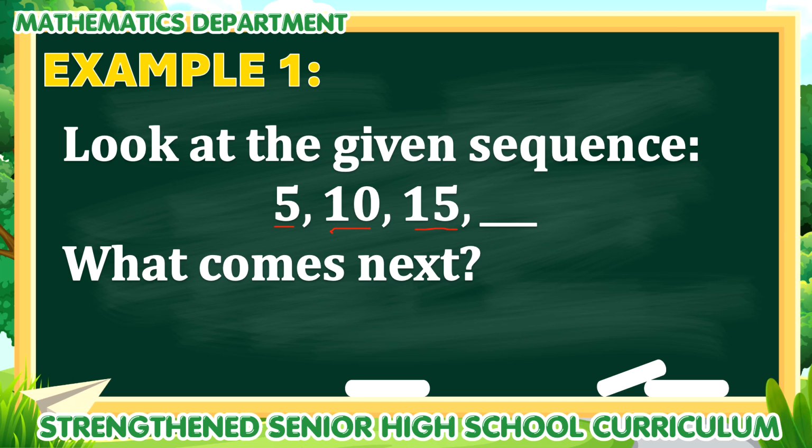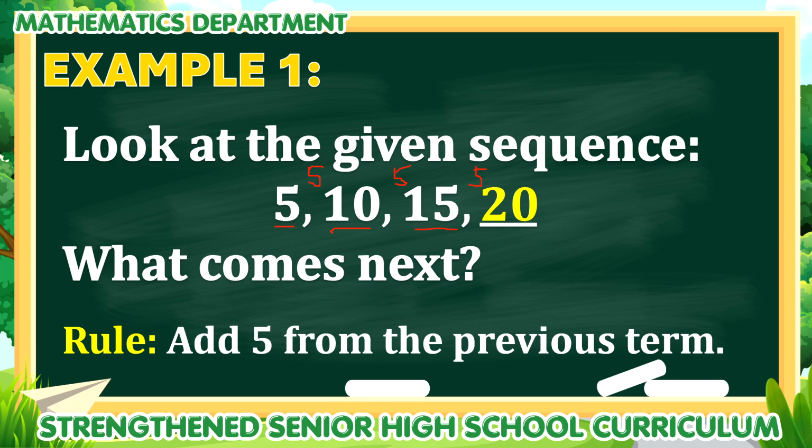So we can say that in order to obtain our second term, we will be adding 5 from our first term. So that's 5 plus 5, that gives us 10. And to obtain our third term, we will be adding 5 from our second term. So that's 10 plus 5, that gives us 15. So following this pattern, 15 plus 5, meaning to say our missing term is 20. So our rule here is to add 5 from the previous term.